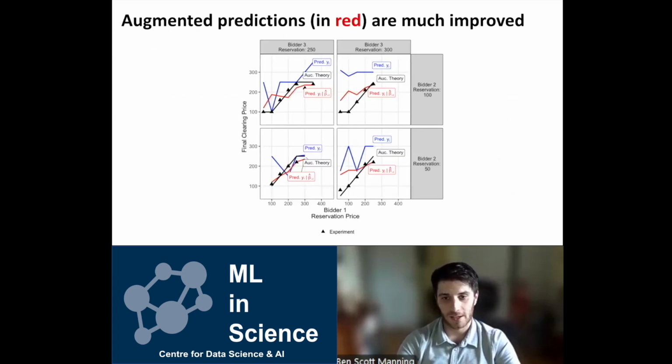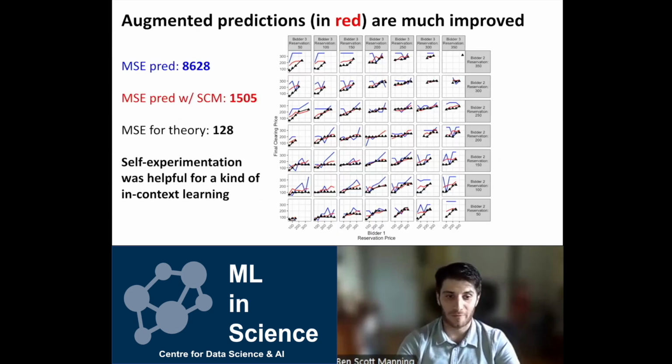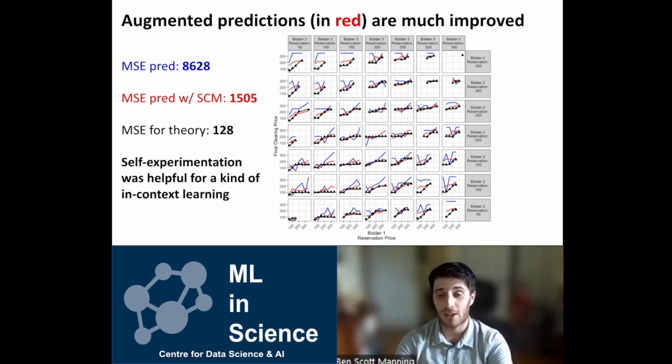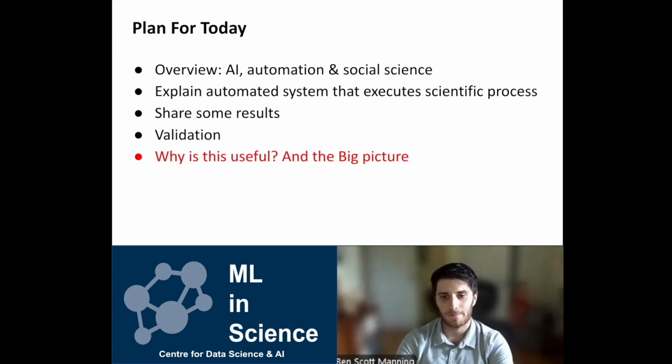And what we find is that the predictions in red are systematically better than the LLM's naive guesses. They're almost an order of magnitude better. So what we see here is that self-experimentation generated information that could be useful for in-context learning for the large language model, and information that makes it closer to the theory that is written and done to be predicted for by humans. All right, why is this useful?